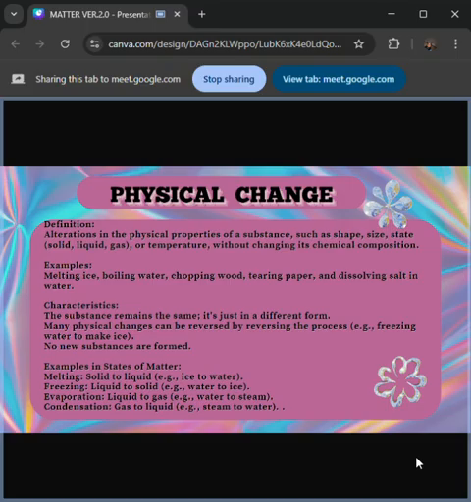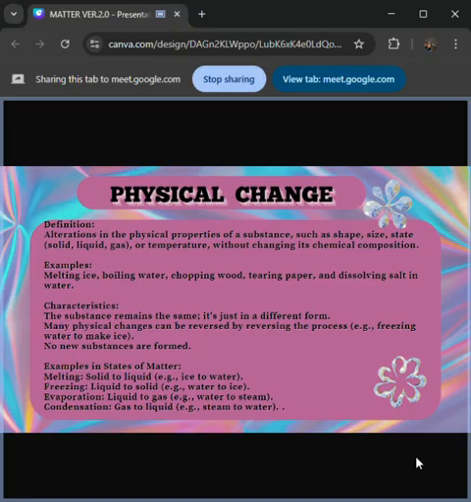So, for example, melting ice. It is just a physical change because we're not changing its substance, so it's still water. It could be liquefied or a solid object. And then boiling water is still water, so it's still a physical change. Chopping wood: although wood is chopped, it would still have the same composition. Next up with paper, tearing paper, paper would still remain the same, and dissolving salt into water.